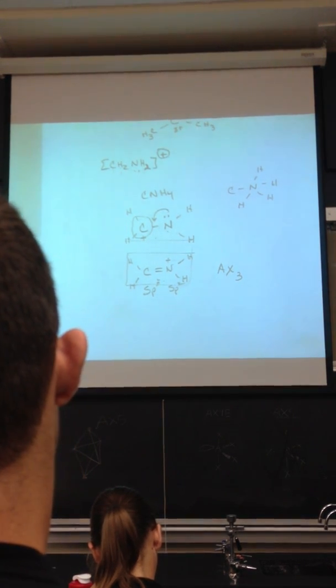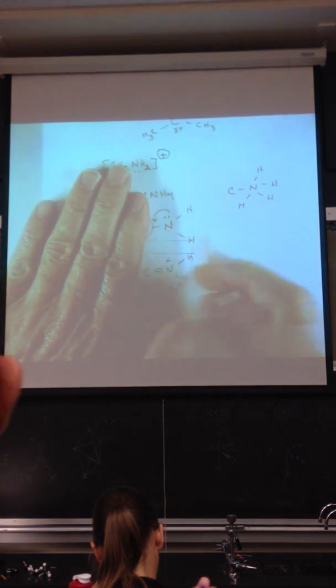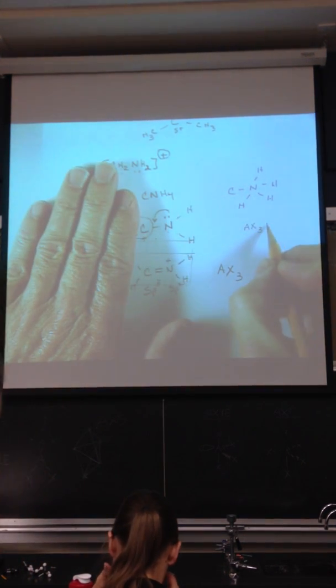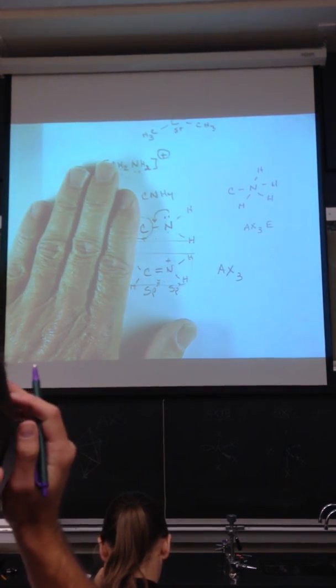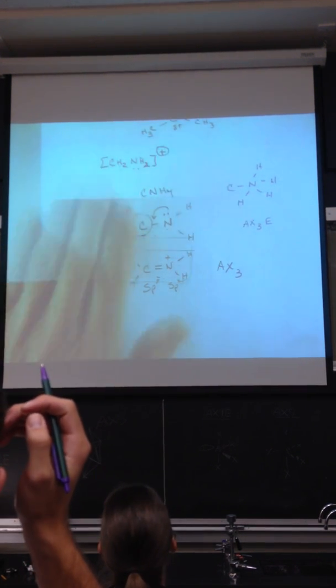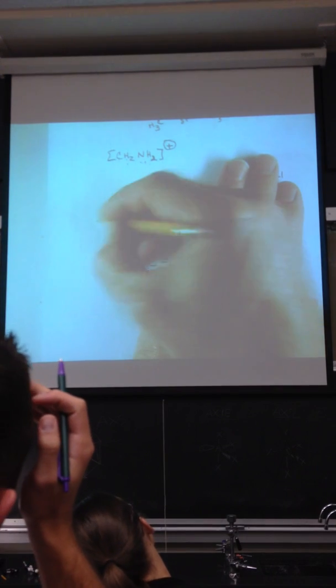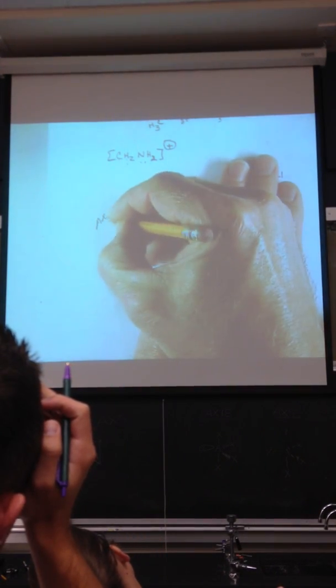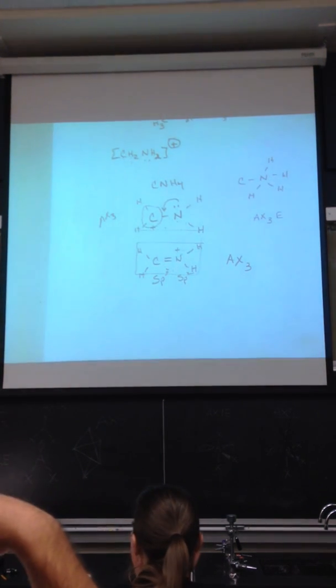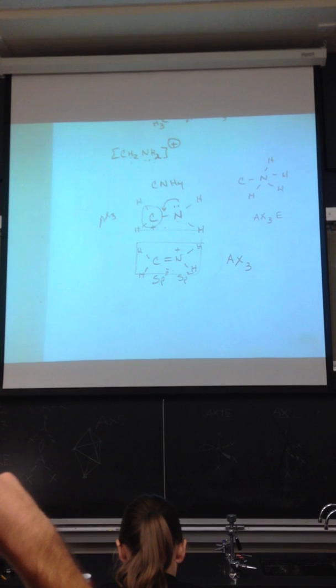It's somewhat obvious, although if you look at this one, it looks like an AX3, and then this one looks like an AX3. So I'm getting a different message by just looking at this one resonance structure, this one resonance form, but that's not the entire molecule.